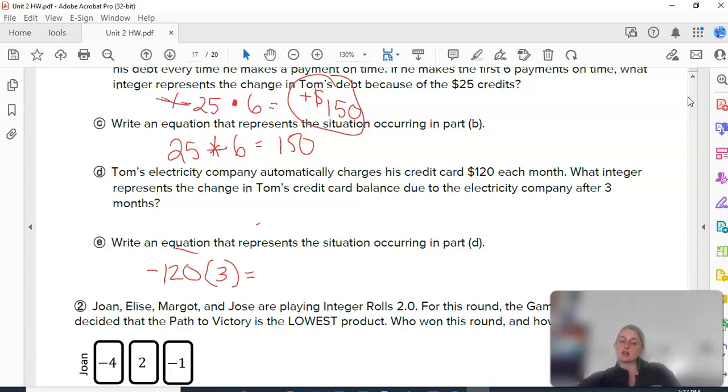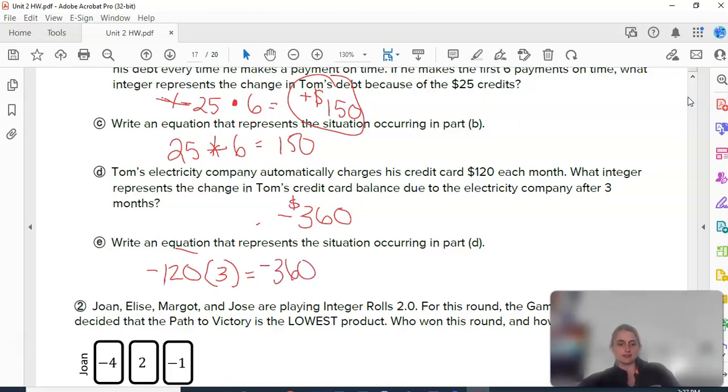I know that 12 times 3 is 36. So 120 times 3 must be 360. And it is money that he has to pay. And our answer down here is negative 360. And we just tackled 2 problems at once.